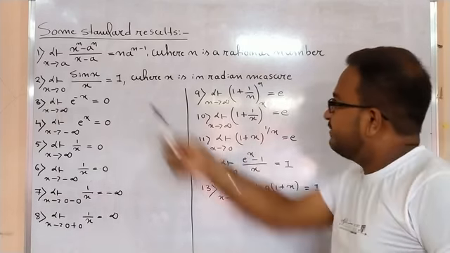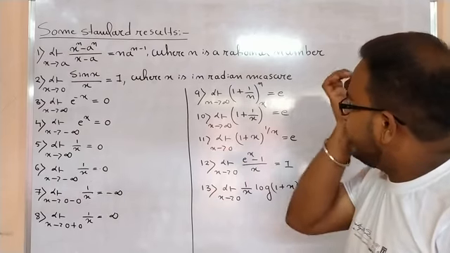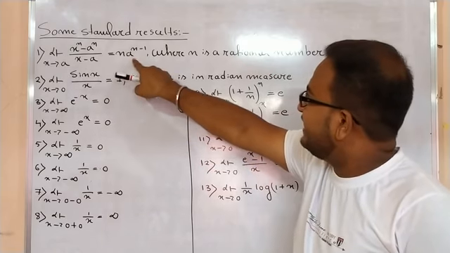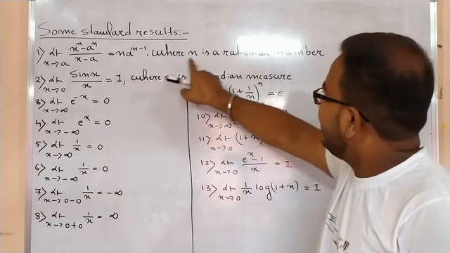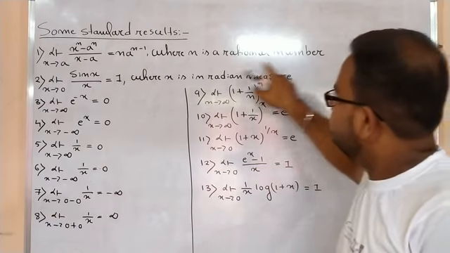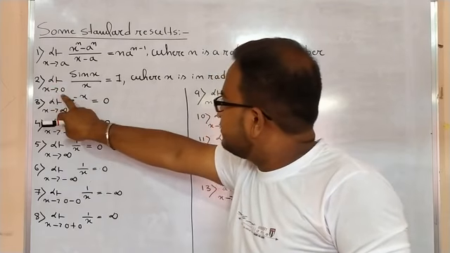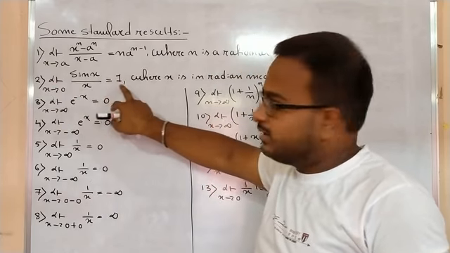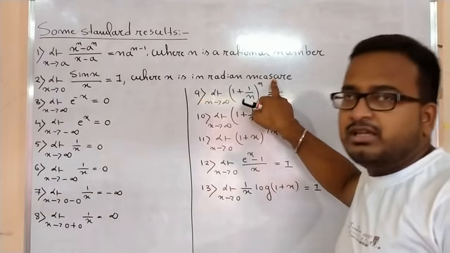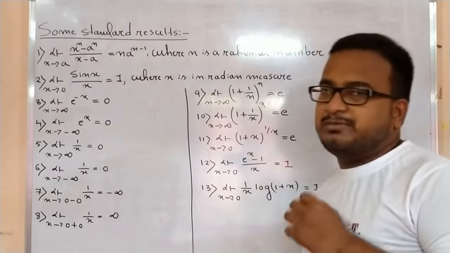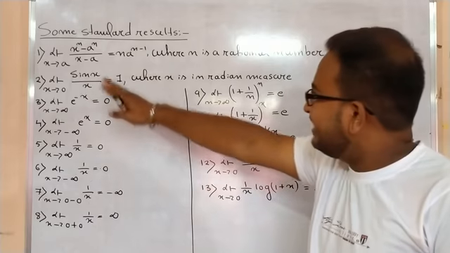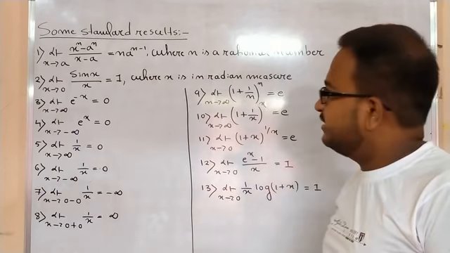Some standard results. Number 1 is limit x tends to a, x to the power n minus a to the power n by x minus a equals n a to the power n minus 1, where n is a rational number. Okay, you know rational number, you have to know that. Number 2, limit x tends to 0 sin x by x equals 1, where x is in radian measure. You know in trigonometric function, two types of measurements are possible. One is degree measure and the other one is radian measure, right? So here this x represents radian measure.